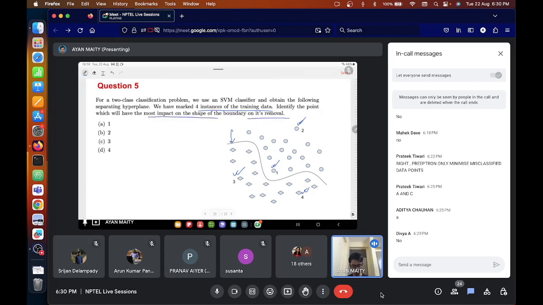So if we remove point 1, how much it would affect the decision boundary. If we remove point 2, how much it would affect the decision boundary. So which of these points would have highest impact on the shape of the boundary if we remove that point. So there are 4 options, 1, 2, 3, 4. So which of these 4 points among 1, 2, 3, 4 will have highest impact on the shape of the decision boundary if we remove that point.